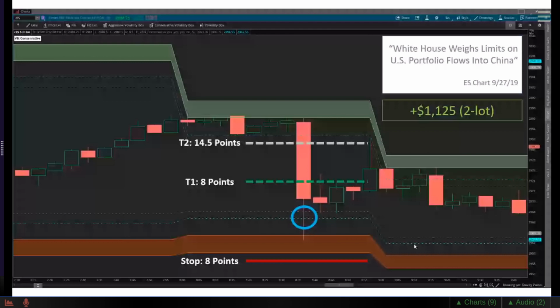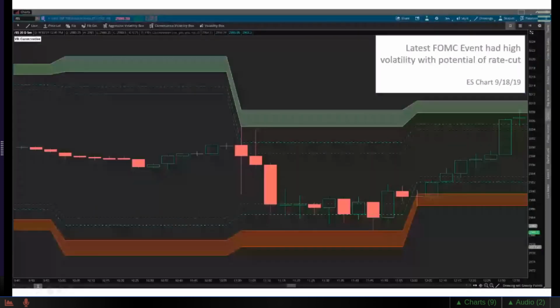All right, so now let's move on to our next example. And here we'll take a look at the latest FOMC event, right? Again, we're not picking and choosing. This is the latest FOMC event that we had in which we had a rate cut. But let's backtrack, right? Let's get back into the mindset of prior to that FOMC event.